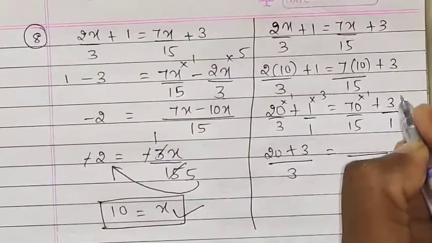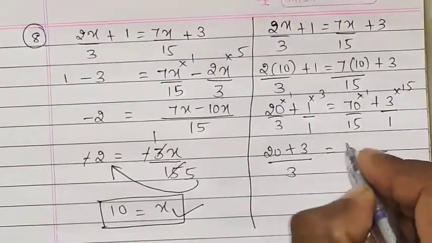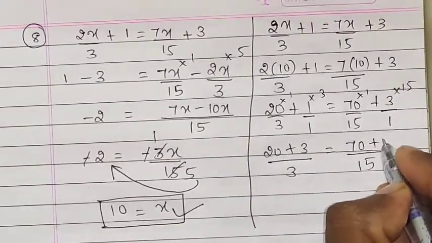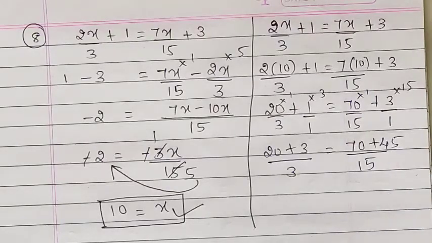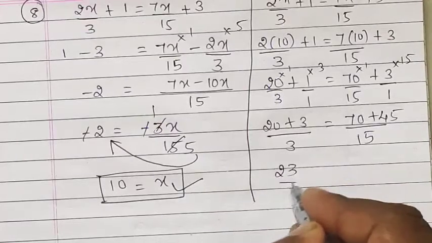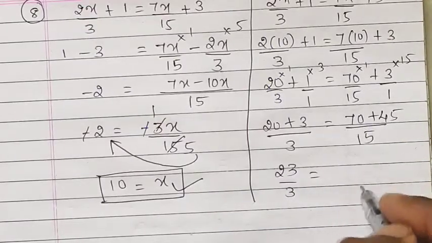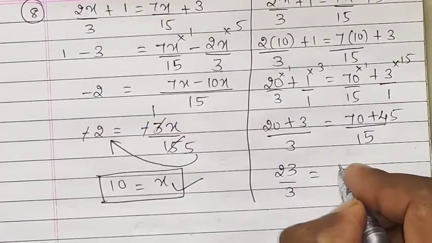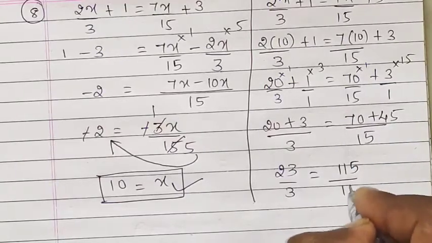15 ones are 15, 1 15s are 15. 70 ones are 70 plus 3 15s are 45. 15 3s are 45. Next, 20 plus 3 is 23 divided by 3 is equal to 70 plus 45. Your answer is 115 divided by 15.